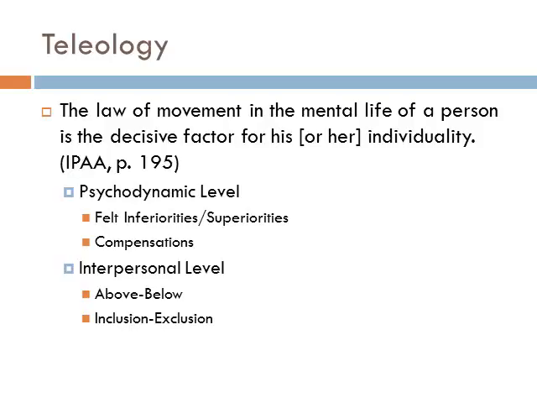The construct of Gemeinschaftsgefühl, social interest, establishes the psychological health and adaptability of various lines of movement. At the psychodynamic level of analysis, it is felt inferiorities and superiorities and the compensations they evoke that are unhealthy. At the interpersonal level of analysis, above or below is one dimension of disturbance, and level of inclusion or exclusion is a second dimension.